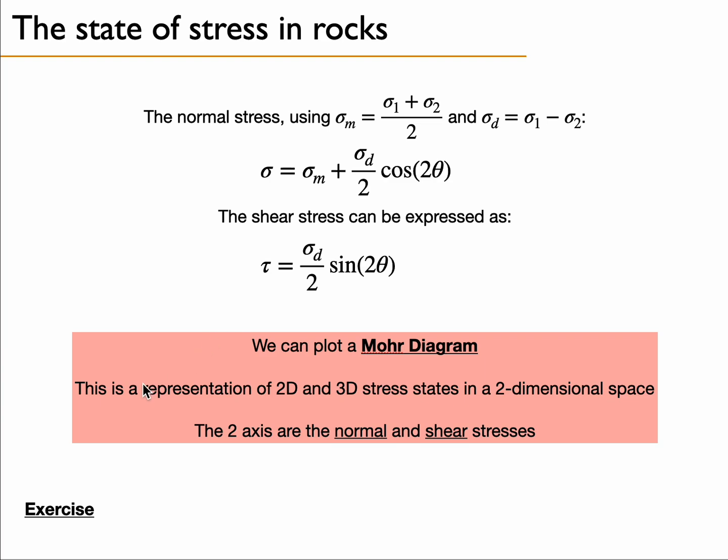So with this, we can have a representation of 2D and 3D stress states in a two-dimensional space, the space of normal stress and shear stress. So these are the two axes of interest, and you will do a practical exercise using the notebook. So you have here the normal stress, which is a function of the cosine of an angle, and the shear stress is a function of the sine of the angle, and the radius of the circle will be this value that multiplies the trigonometric function in each line.